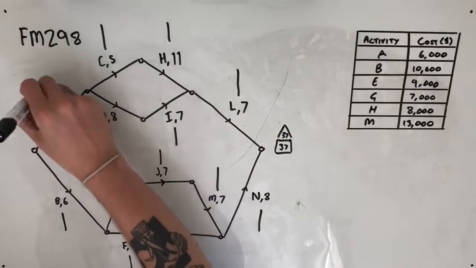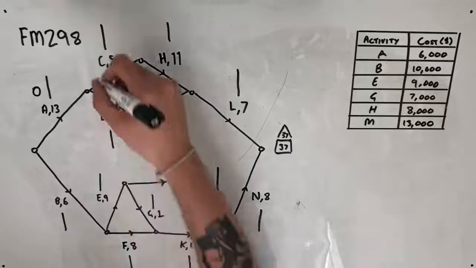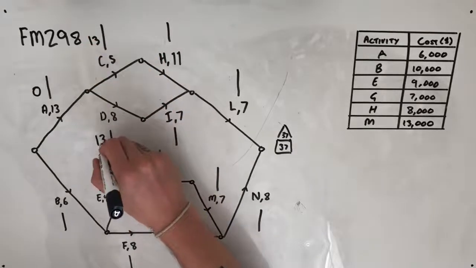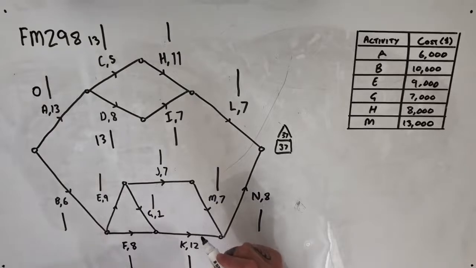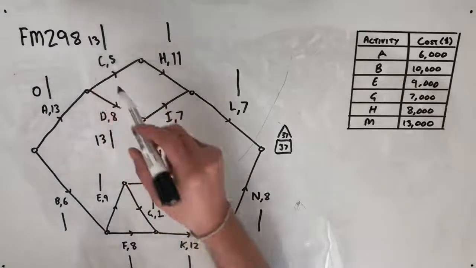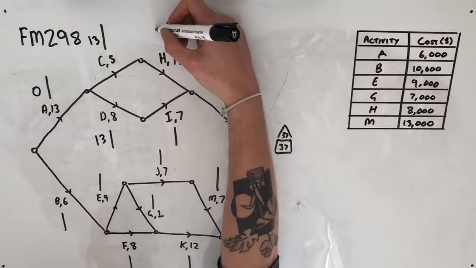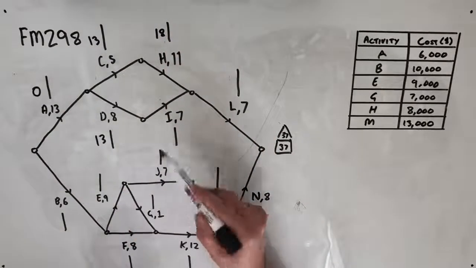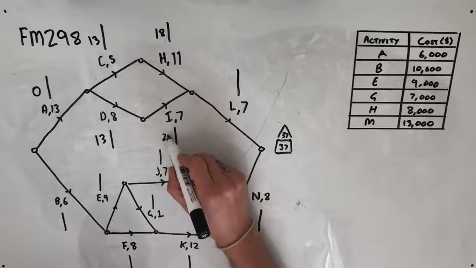So A is going to have an earliest starting time of 0. It takes 13 days, which means C and D are both going to have earliest starting times of 13. 13 add 5 gives H an earliest starting time of 18. And 13 add 8 gives I an earliest starting time of 21.